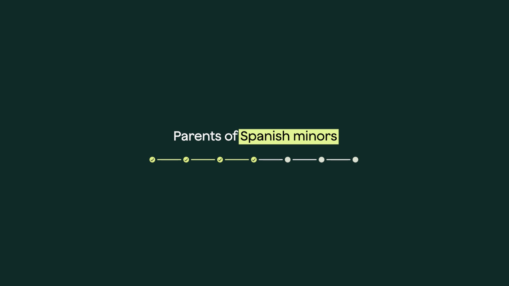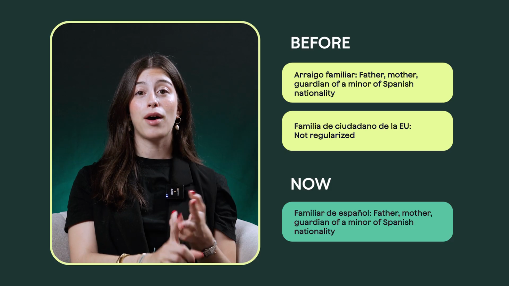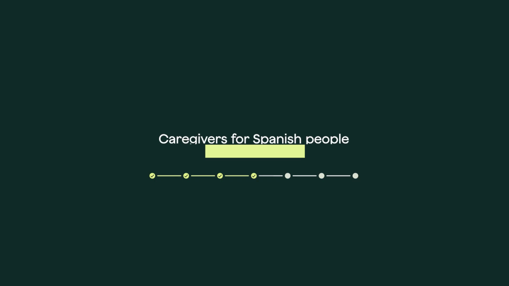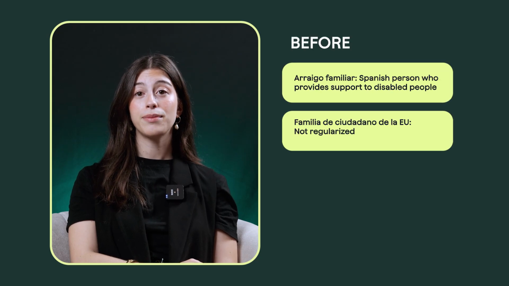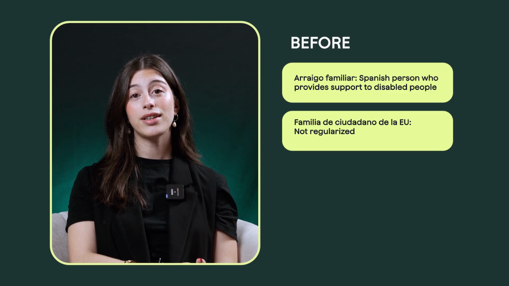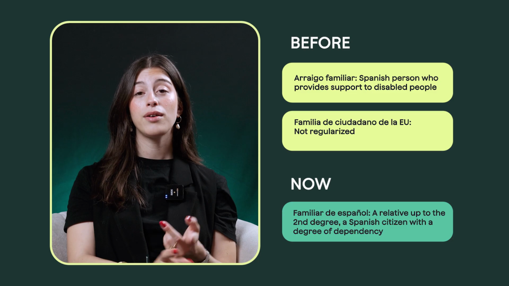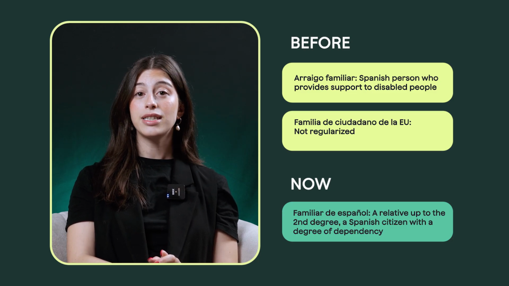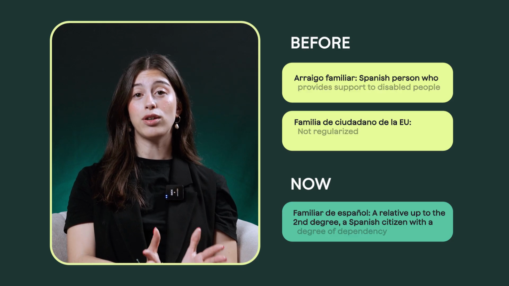Parents of Spanish minors. In the case of parents of Spanish minors, the situation remains the same. The father, mother, or legal guardian of a Spanish minor can apply for this card. Caregivers of Spanish persons with disabilities. Let's now look at a figure that was previously poorly regulated but is now recognized: the legal caregiver. This can be a relative up to the second degree of a Spanish citizen with recognized dependency. The important thing is that only one caregiver relative of the Spanish citizen can be considered.